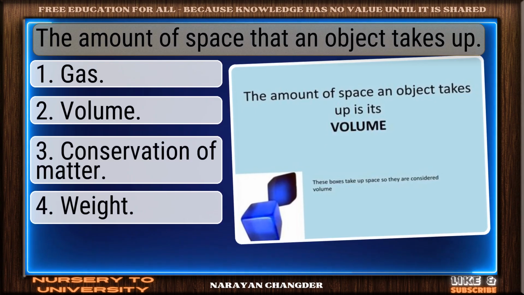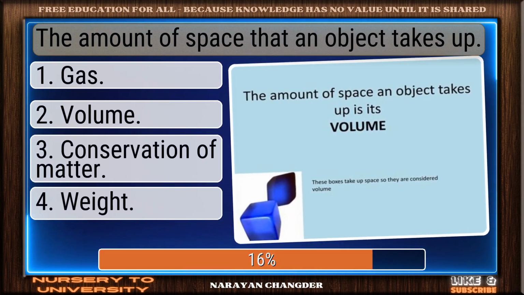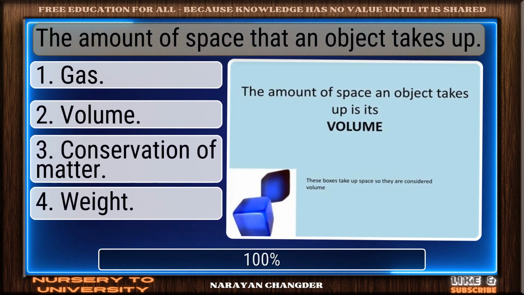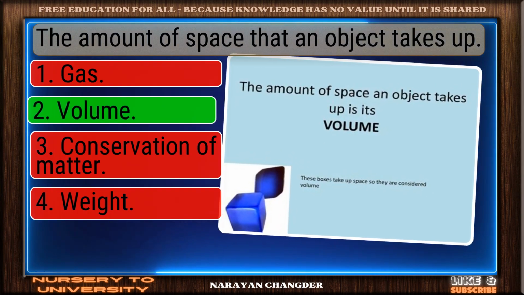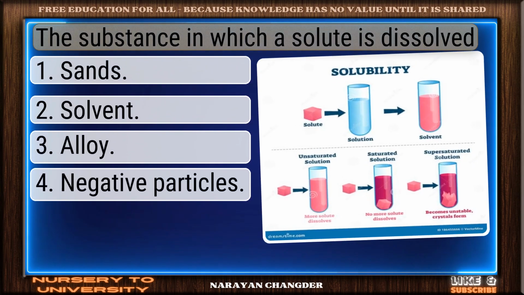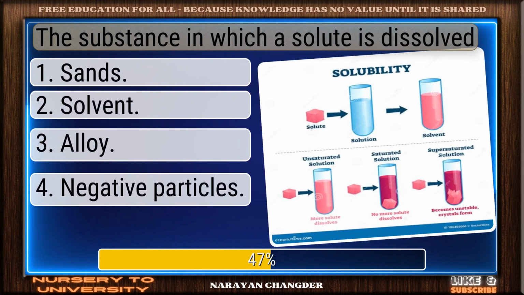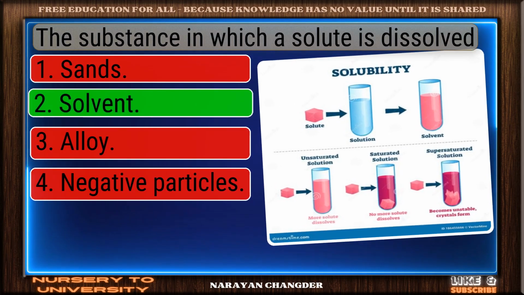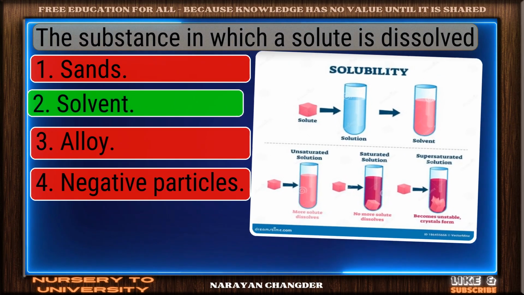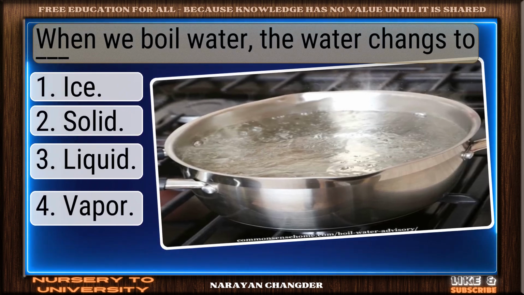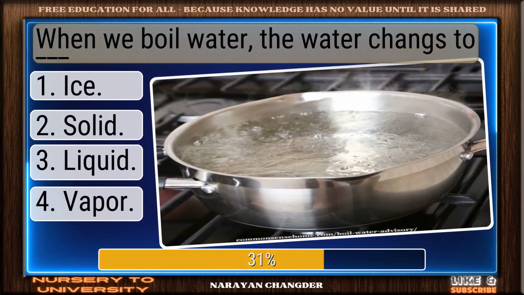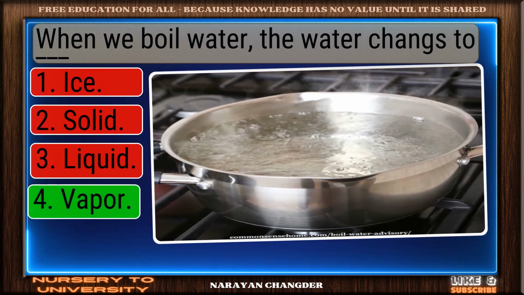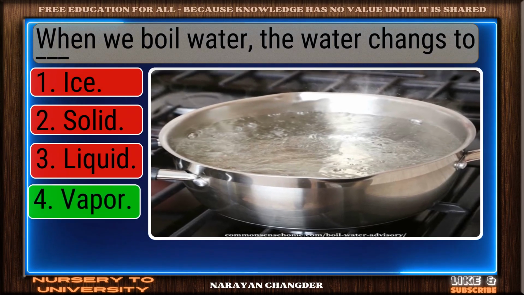The amount of space that an object takes up. You chose volume, and it is correct. The substance in which a solute is dissolved. You got it. Your choice solvent is right. When we boil water, the water changes to dash. On track. Vapor is the correct answer.